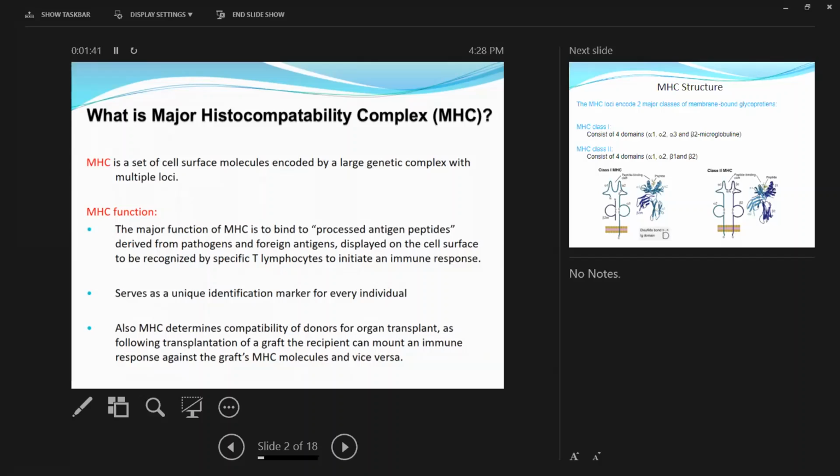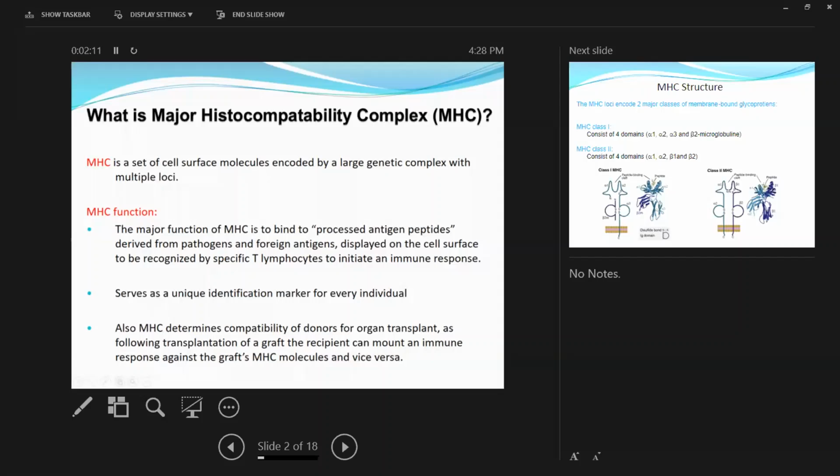Also, MHC determines the compatibility of donor and recipient for organ transplant. And I think this is of interest to many of you. The MHC of the recipient has to be the same as the MHC of the donor. The donor and the recipient MHC have to be identical in order for a transplant to be successful.